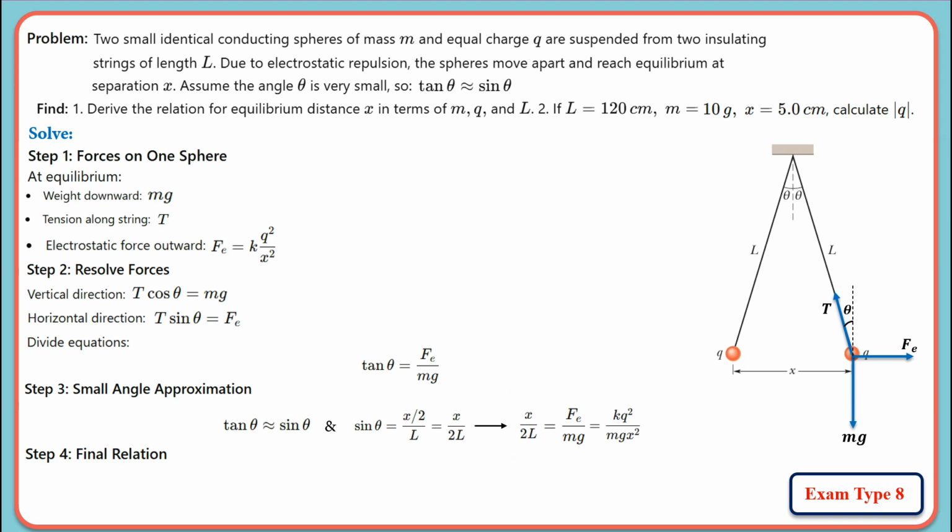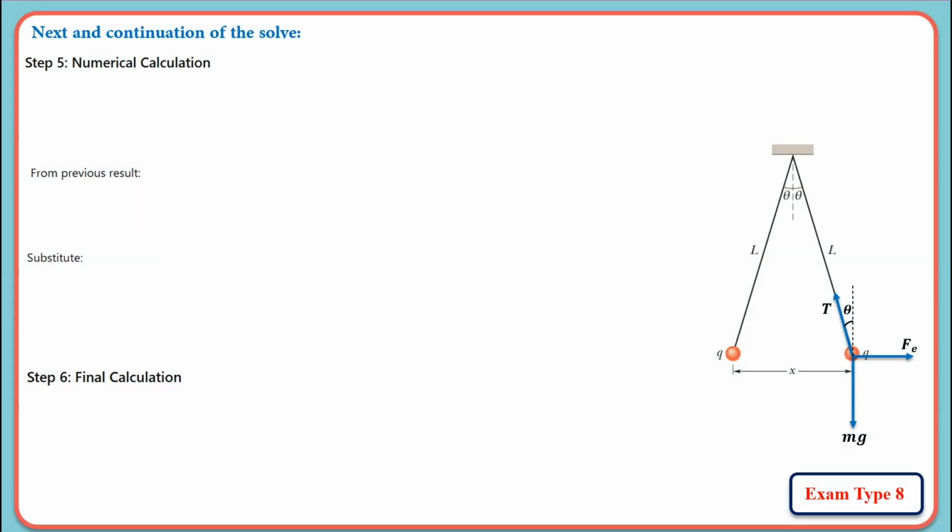Step 4. Rearranging the equation gives x cubed equals 2L kq squared over mg. And finally, x equals the cube root of 2L kq squared over mg. Excellent. In the next step, we will substitute the values and calculate the charge magnitude. Now let's continue with the final steps and calculate the charge magnitude.